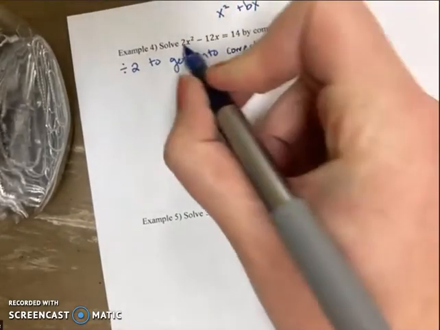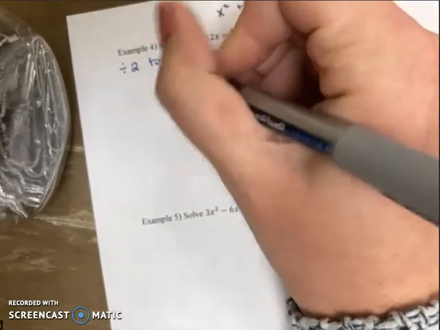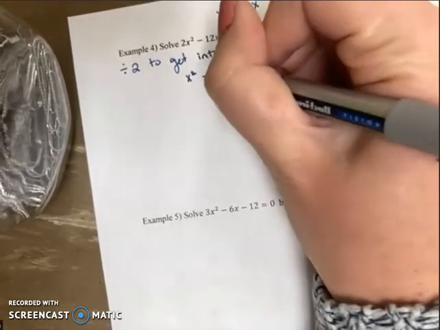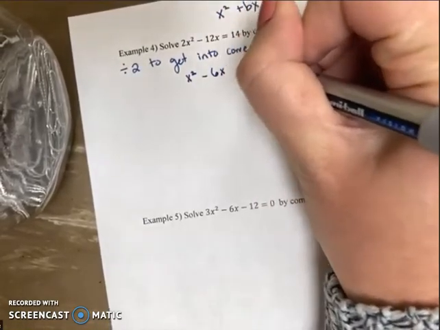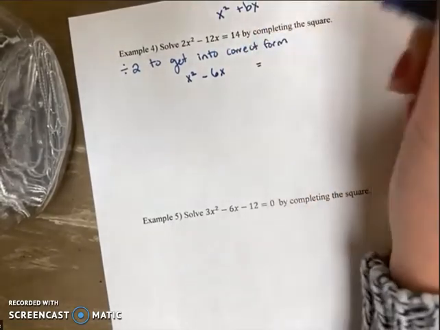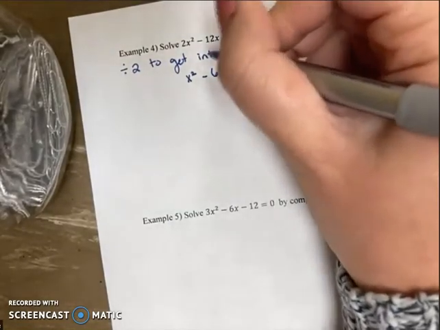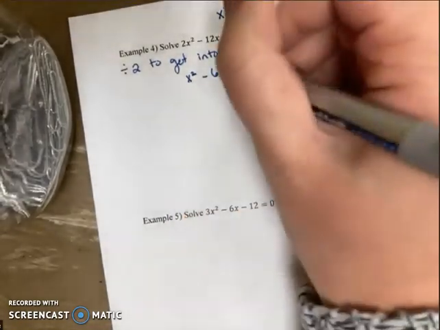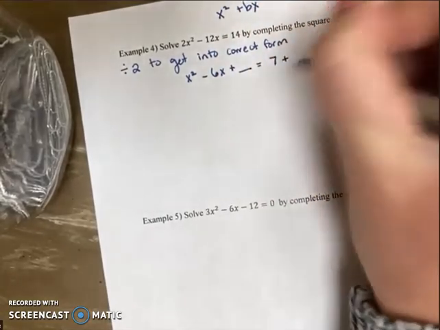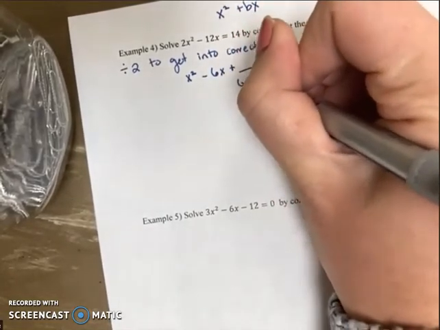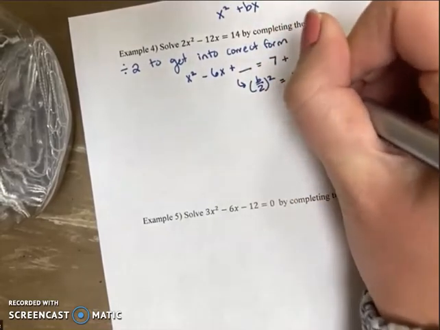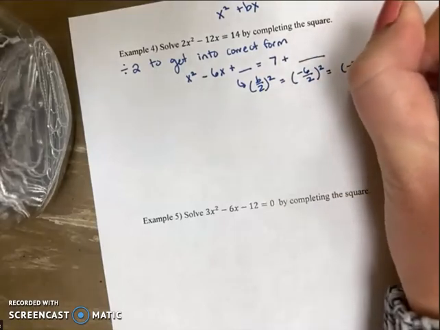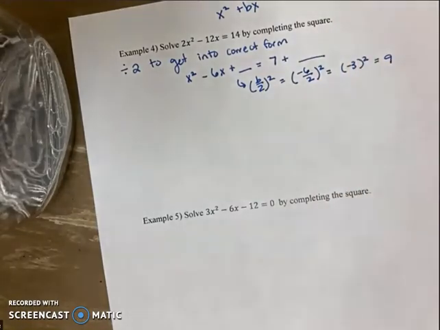If I divide each term by 2, 2 divided by 2 is 1, so I have 1x squared. That's what I want. Minus 12 divided by 2 is 6x equals, and putting a space here, 14 divided by 2, that would be 7. So now that I have it in the correct form, I can add some number and do completing the square like I normally do. Now that number that I'm adding is b over 2 being squared, so negative 6 over 2 being squared, which is negative 3 squared, which is 9.